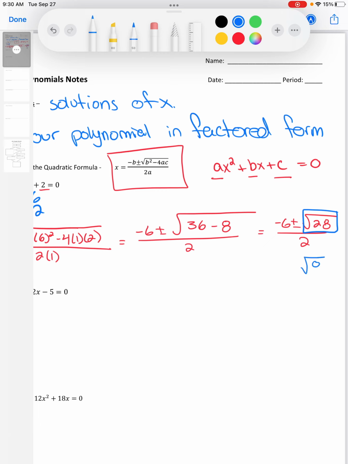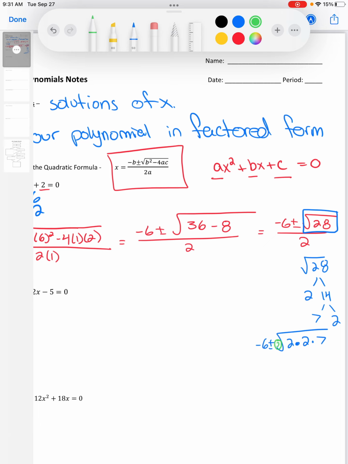Okay, do you remember your factor trees? All right, 28. What are two things that go into 28, right? We need to break it down into its factors. So the two things, since 28's even, we can say 2 and 14, and then 7 and 2. Okay, so what we really have is negative 6 plus or minus the square root of 2 times 2 times 7. And do we remember what to do after this? We're wanting to group our numbers.